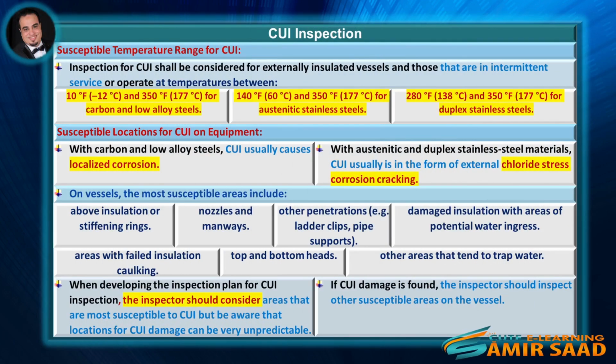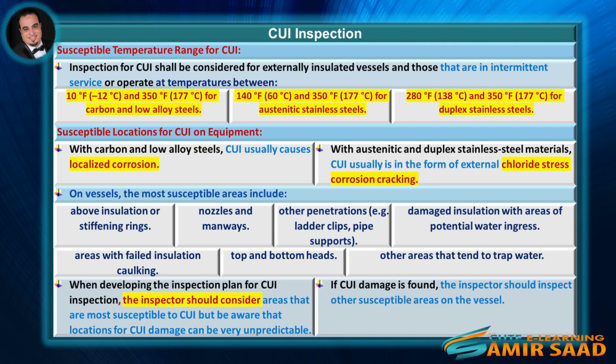Corrosion under insulation inspection. Susceptible temperature range for corrosion under insulation. Inspection for corrosion under insulation shall be considered for externally insulated vessels and those that are in intermittent service or operate at temperatures between 10 degrees Fahrenheit and 350 degrees Fahrenheit for carbon and low alloy steels, 140 degrees Fahrenheit and 350 degrees Fahrenheit for austenitic stainless steels, 280 degrees Fahrenheit and 350 degrees Fahrenheit for duplex stainless steels.